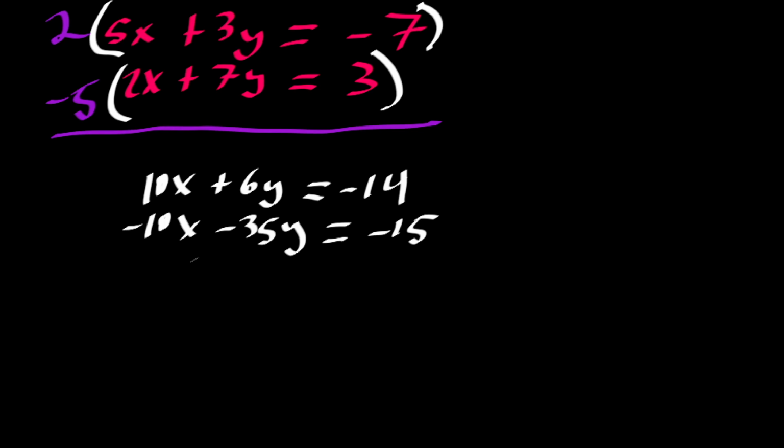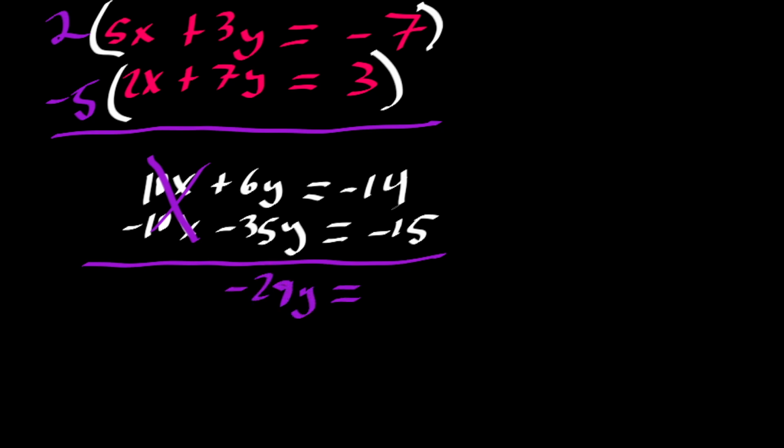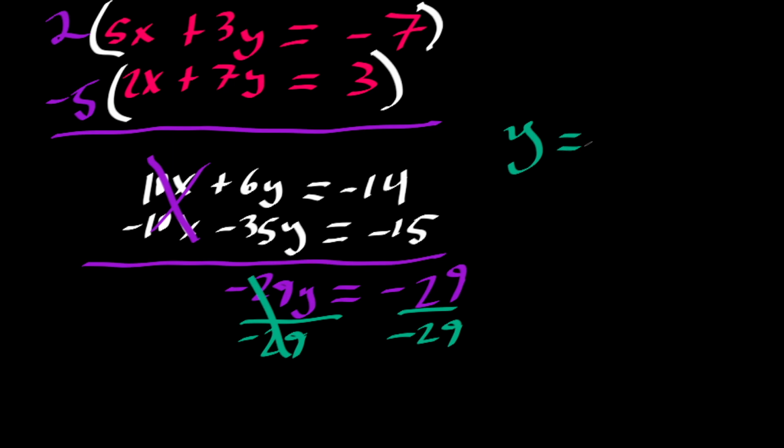So now you can pretty easily see what's going to cancel. My 10x's are going to cancel, and then I can just use the sign to the left to tell me what operation to do with 35y. I'm going to say 6y minus 35y, which gives me -29y, and that equals -29. So then I'm going to divide both sides by -29, and y is equal to positive 1.